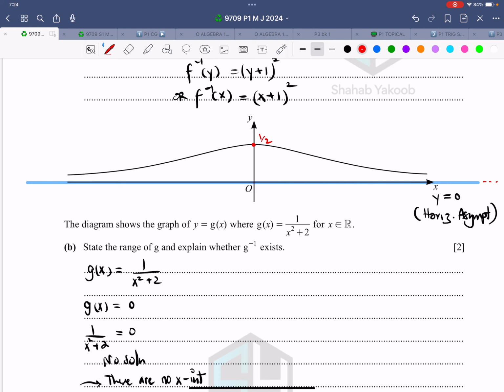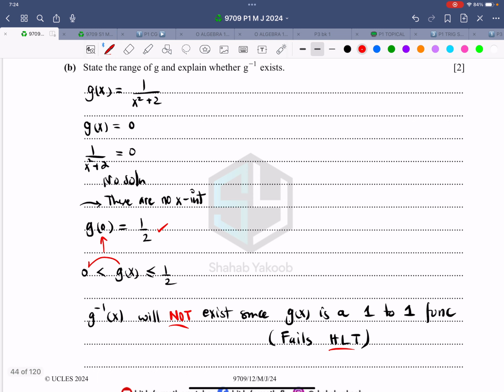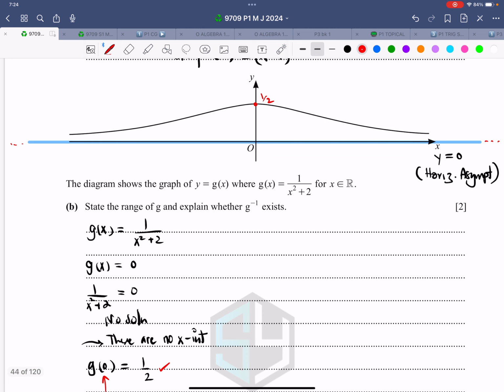It gets very close to 0. That means 0 is not inclusive. g(x) is greater than 0. g(x) is less than or equal to half. That is the range. Very simple conceptual question.